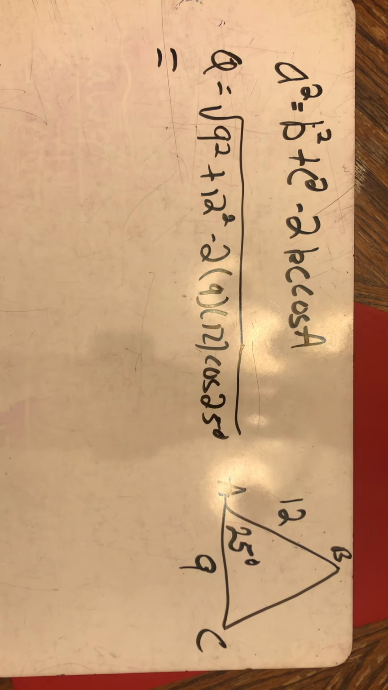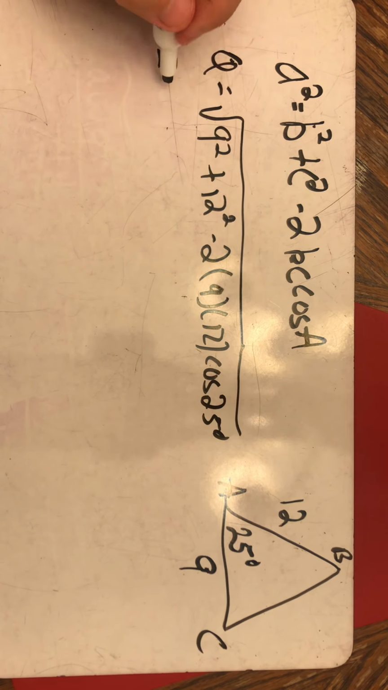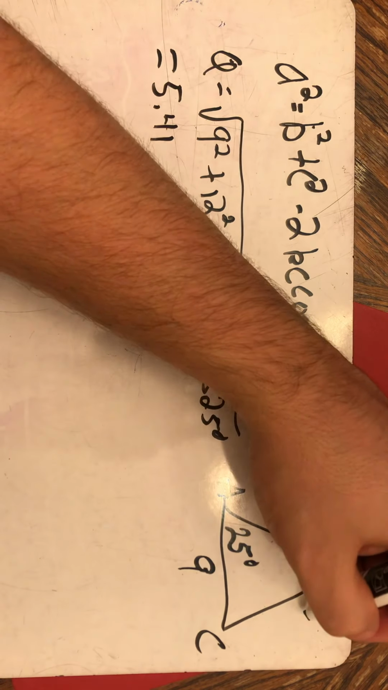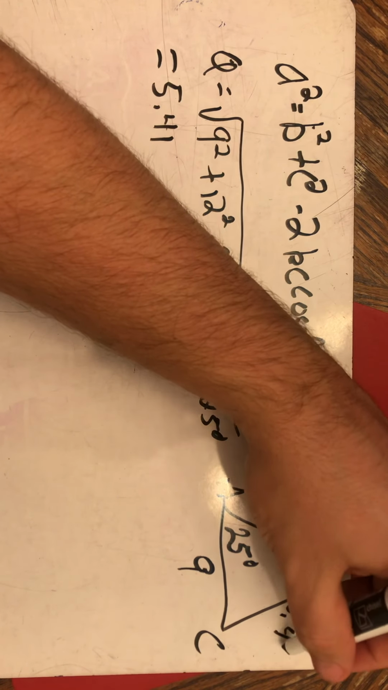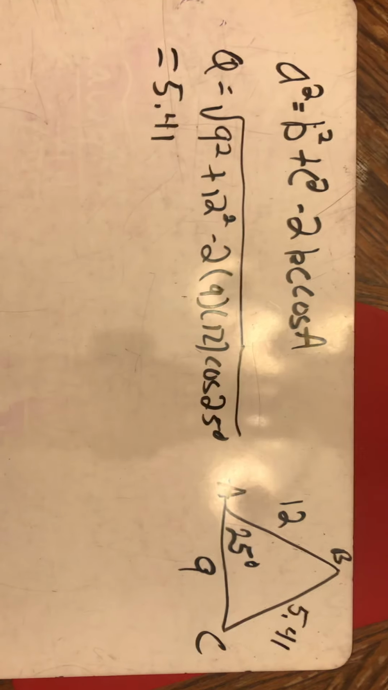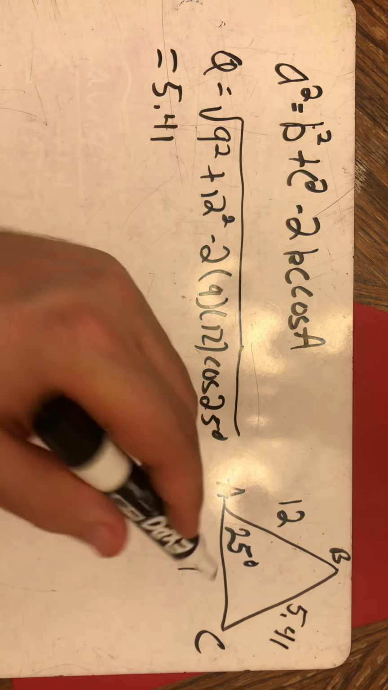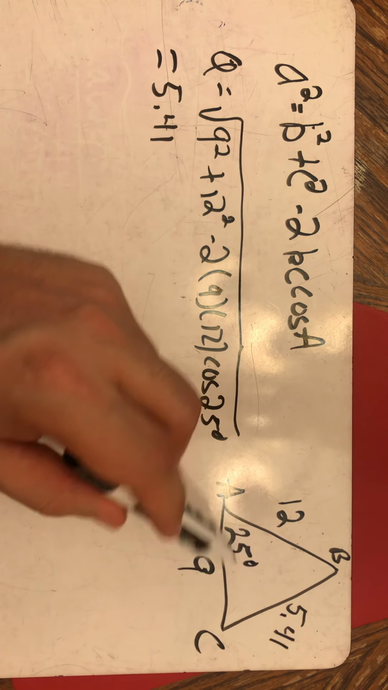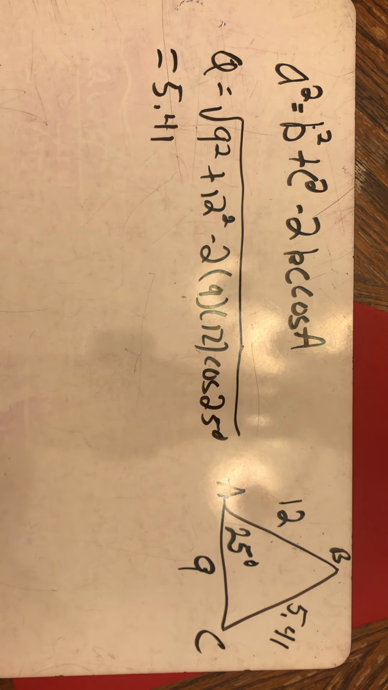I did all this ahead of time. I have found this to be roughly 5.41. Now this is not degrees, this is the side length. Now think about your triangle common sense. Angle A is the smallest angle because it's 25 degrees, so that means side A would have to be the smallest side. Okay?